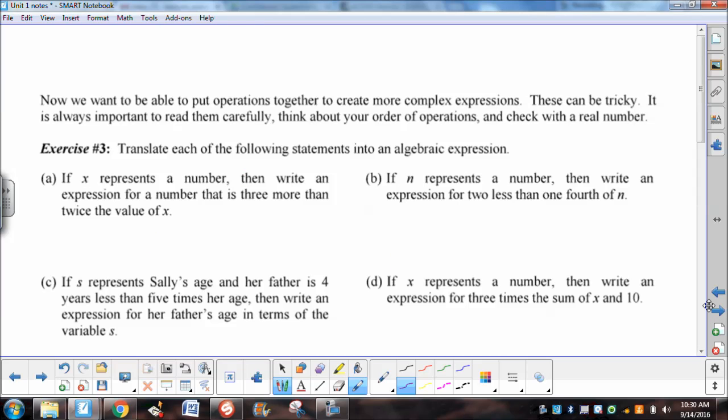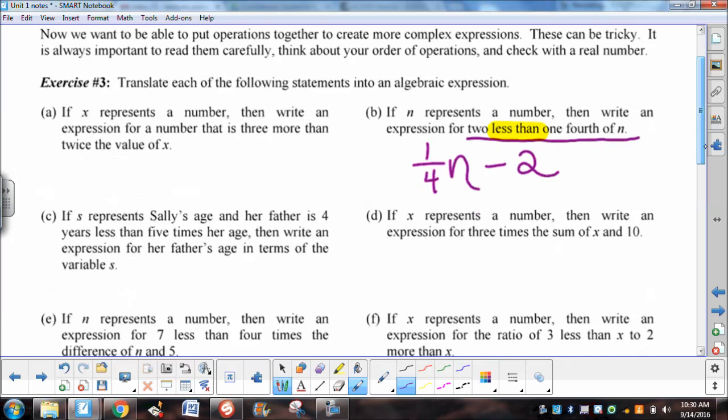So let's hop over to the next page. And we're going to get into some more complex things. I'm going to leave A for you to do in 3. And then in B, it says, if n represents a number, then write an expression for 2 less than 1/4 of n. Let's be real careful there. Okay, there's that phrase where we have to change the order of our math expression. So 1/4 of n and 2 less than that.